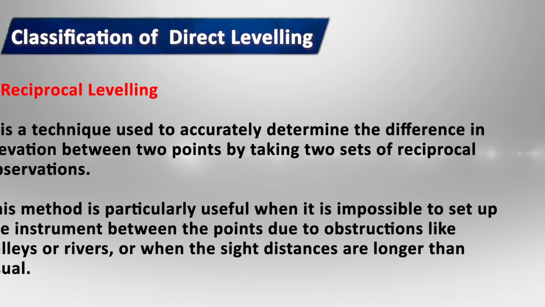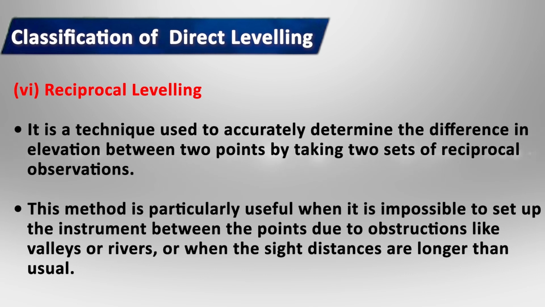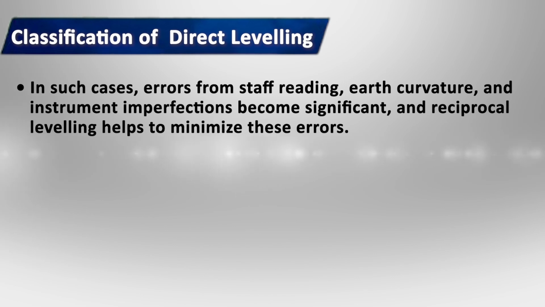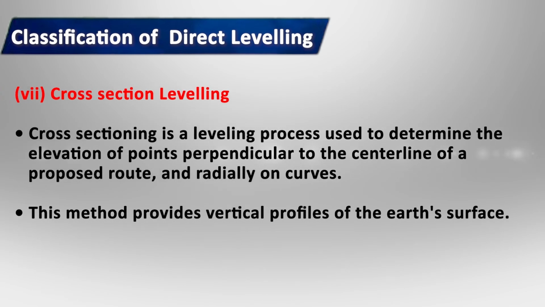Next type of leveling is reciprocal leveling. It is a technique used to accurately determine the difference in elevation between 2 points by taking 2 sets of reciprocal observations. This method is particularly useful when it is impossible to set up the instrument between the points due to obstructions like valleys or rivers, or when the sight distances are longer than usual. In such cases, errors from staff reading, earth curvature and instrument imperfections become significant, and reciprocal leveling helps to minimize these errors. Next type of leveling is cross section leveling.